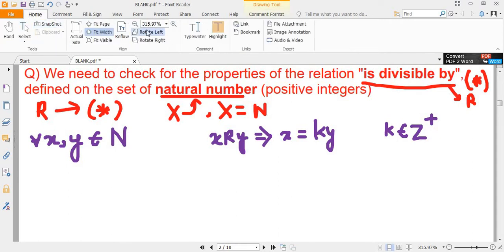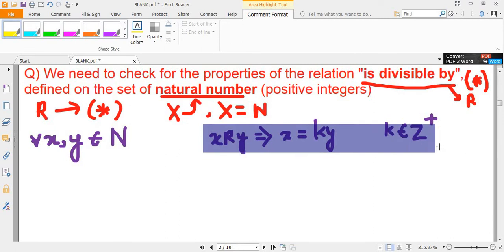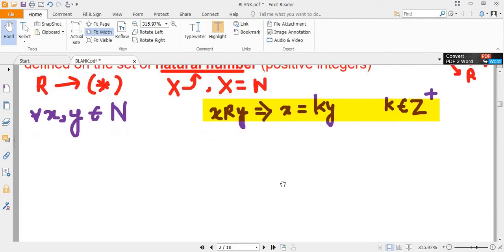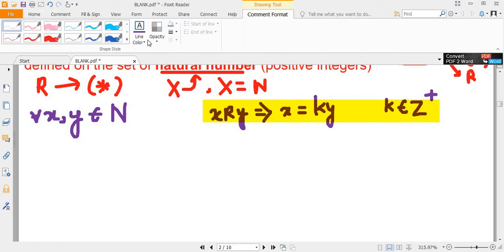So let me just highlight that so that I can refer to it in my future parts of the sum. So this is essentially what I mean by "is divisible by". Now how do I approach the sum? Let me take one property at a time. So let me start with the property of transitivity because it's the first property that we discussed.